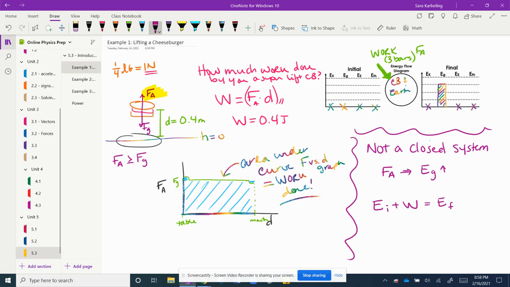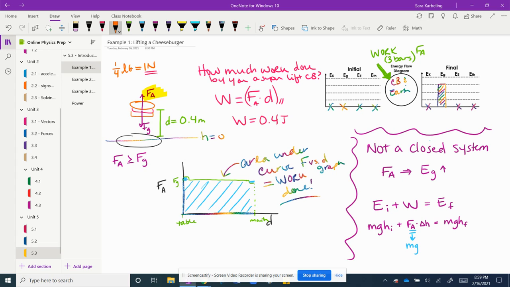You can call those A and B. You can call them whatever you want. So I've got mgh initial. We called that 0, but you could call it whatever you want, plus the applied force, that's Fa, times that change in position, that d, or really it's a change in height, is equal to mgh final. How are we doing so far? Is that making sense? We said that this Fa is really mg, right? It's the weight of the cheeseburger. So these mg's are going to go away.